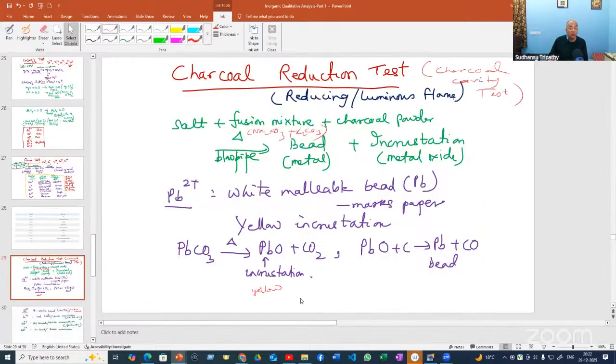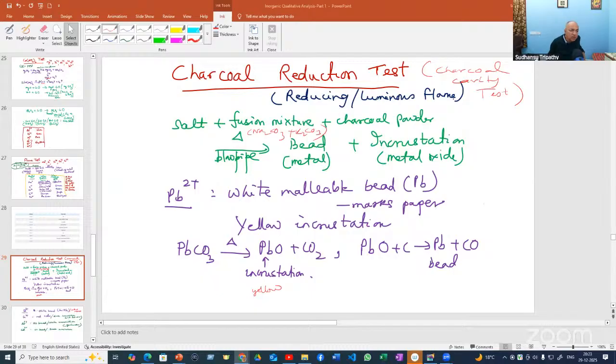Coming to the charcoal reduction test, which your book says charcoal cavity test. I have made it a charcoal cavity heating test as a diagnostic tool to instruct whether you are going for the cobalt nitrate test or whether you are going for the flame test. Flame test, what is the indication? Can you tell me, Rudra? What is the indication that you will be doing the flame test?